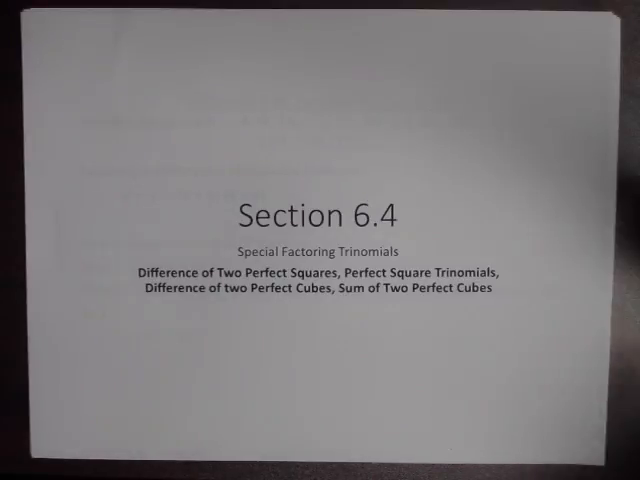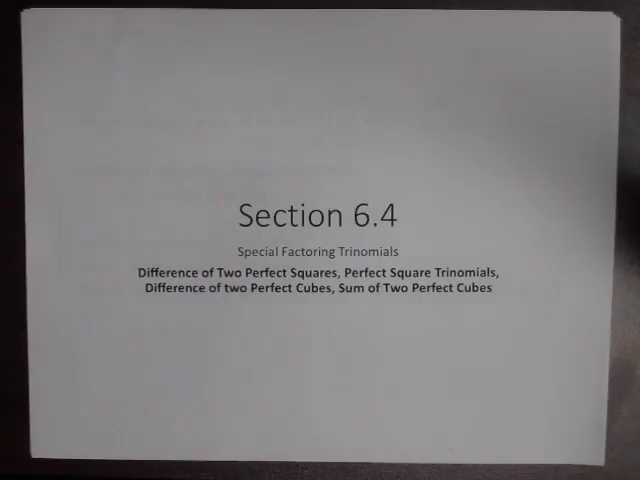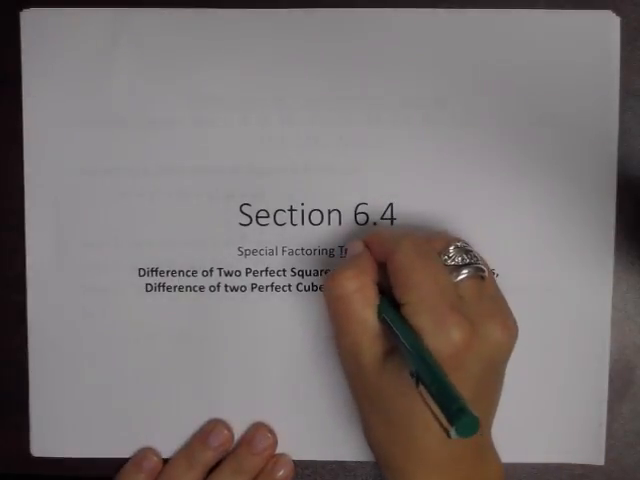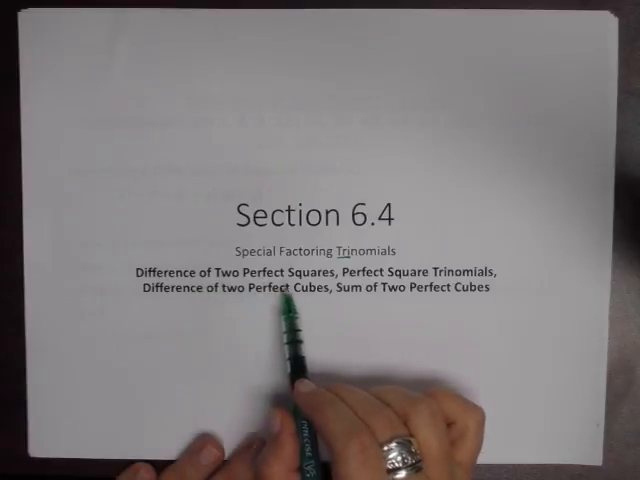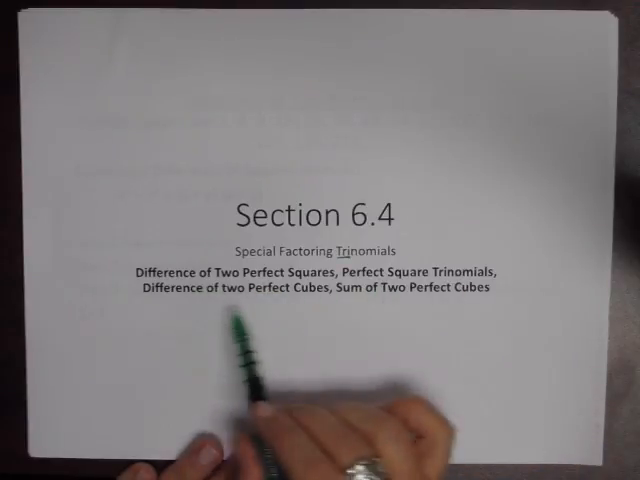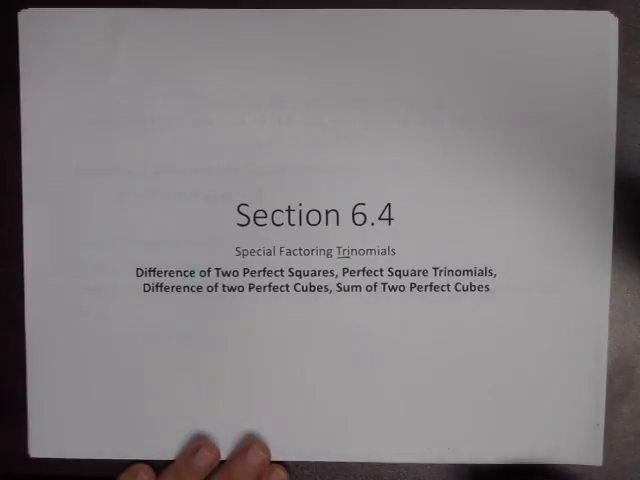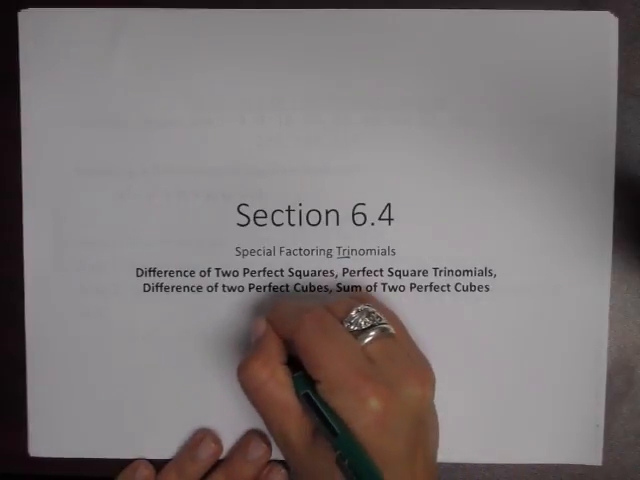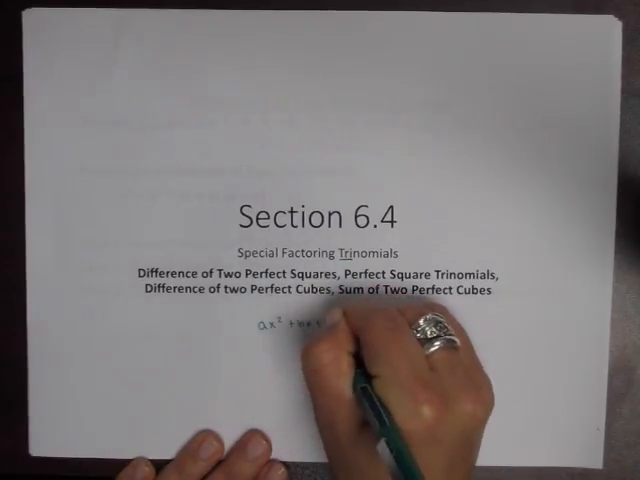Alright guys, so today I'm going to show you some tricks. We've got special factoring trinomials. Remember, a trinomial has 3 terms. So what we're going to do is look at the difference of 2 perfect squares, a perfect square trinomial, the difference of 2 perfect cubes, and the sum of 2 perfect cubes. So remember, your standard equation for a quadratic is ax squared plus bx plus c.